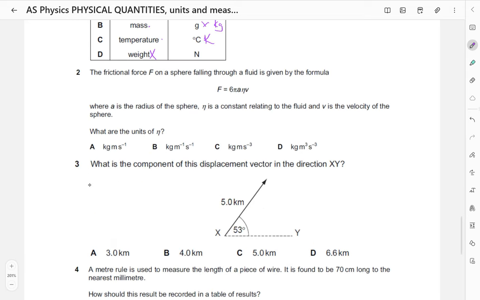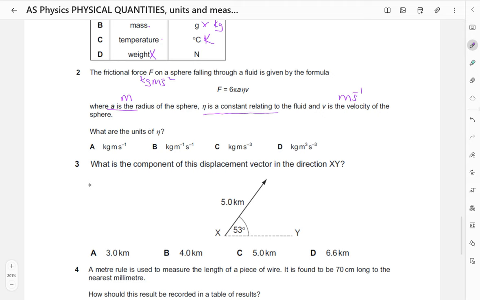The frictional force F on a sphere falling through a fluid is given by the formula F is equal to 6 pi A nu times V. A is radius, so that is in meters. Nu is a constant relating to the fluid. V is velocity, that is in meters per second. Remember, F was frictional force, which is kilogram meters per second squared. What are the units of nu?